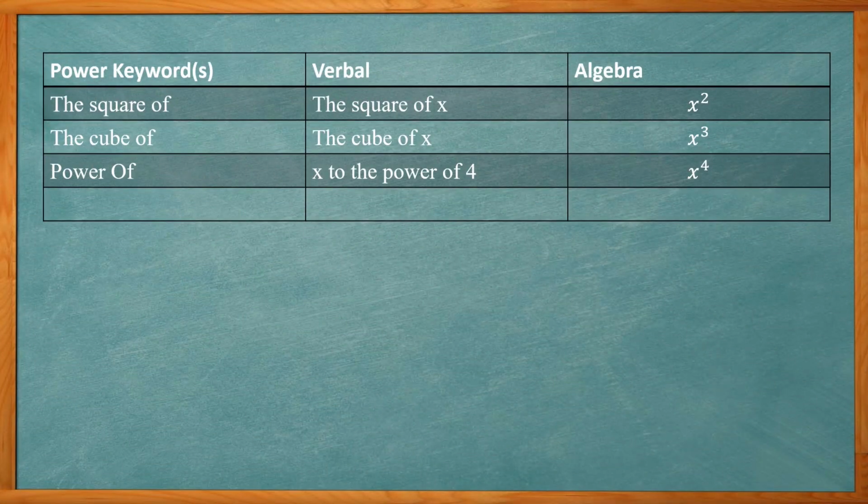Now for power, you might hear the square of, that means to square something. So the square of x means x squared. The cube of x means x to the third power. If you hear the word power of, it could be x to the power of 4, so x to the fourth power. In that case, that can be any number there. It could be x to the power of 10, that'd be x raised to the 10th power.